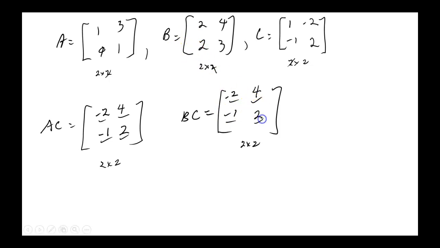2. Sure enough, AB is equal to AC is equal to BC. So therefore, is A equal to B? No, definitely not. But AC is equal to BC, and you can't conclude from that that A must be equal to B. You can't divide out the C. In fact, I don't even think there is such a thing as matrix division, so don't even try to do it.